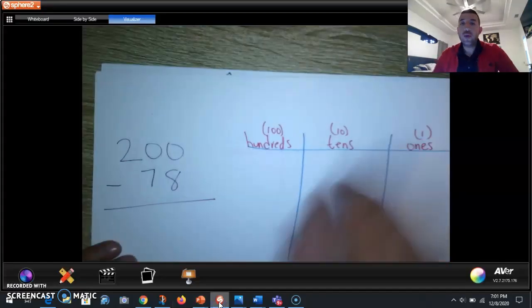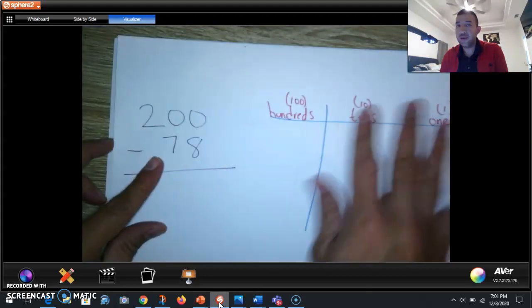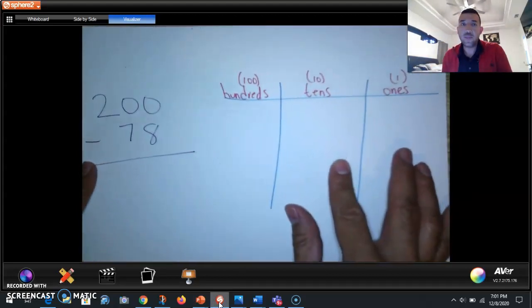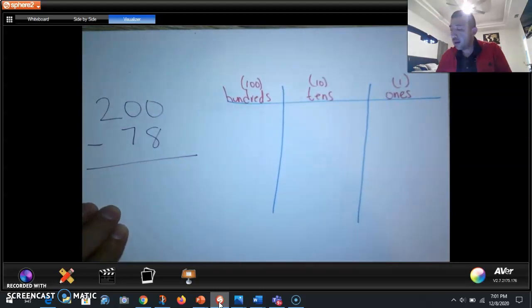And this is what you should have. 200 minus 78, my place value chart. And we're ready to work the problem, boys and girls. Don't forget, when we subtract, we are detectives.